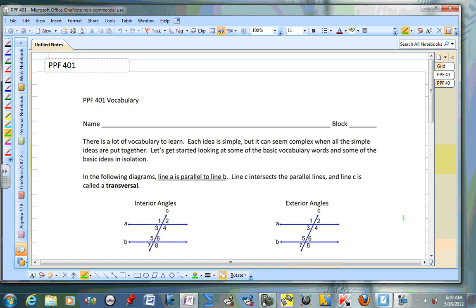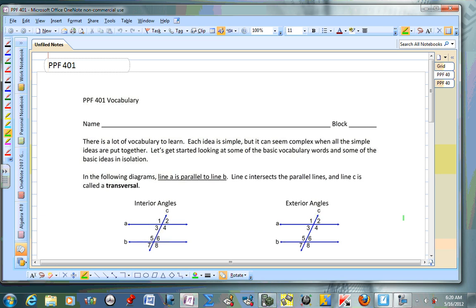Well, let's get started taking a look at PPF 401. It's properties of plane figures. And we're going to be talking today about a bunch of the angle properties associated with parallel lines. As you can see on our sheet, there's a lot of vocabulary to learn. Each idea is simple, but it can seem complex when all the simple ideas are put together.